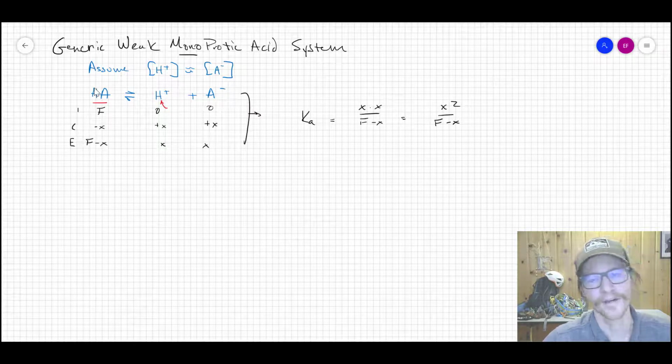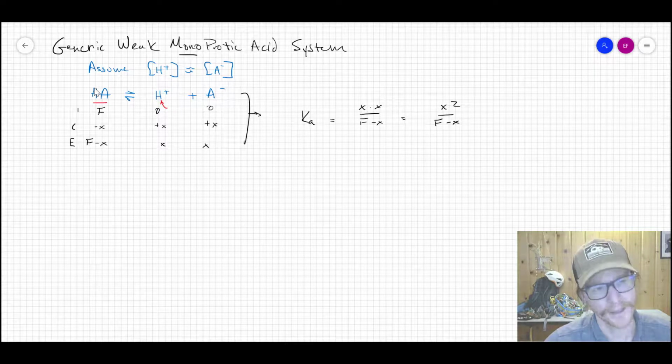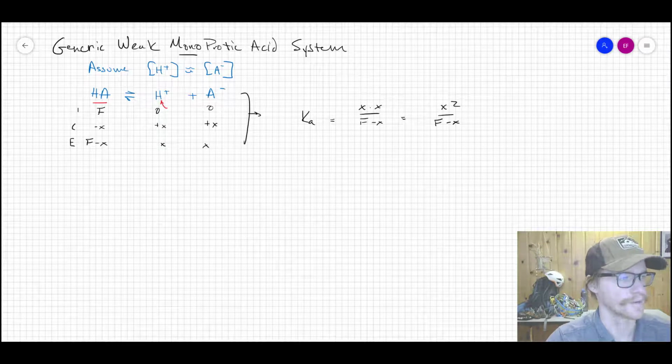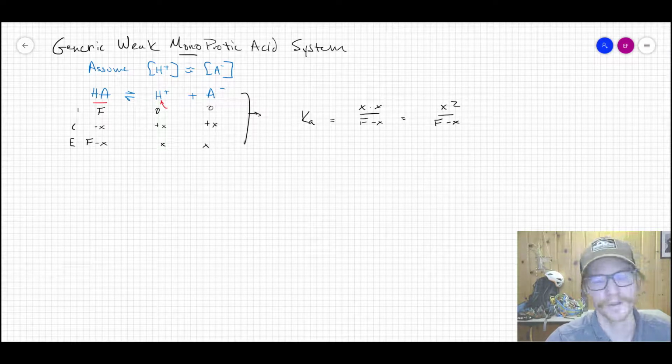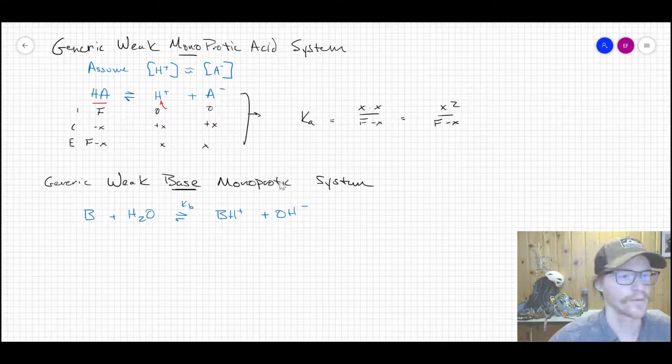When we have really, really small Kas, then systematic treatment is going to be merited, but when we don't, then this general or generic formalism is reasonable. This is exactly what you would have done in a Chem 108 course. So we can do an analogous setup for weak bases.